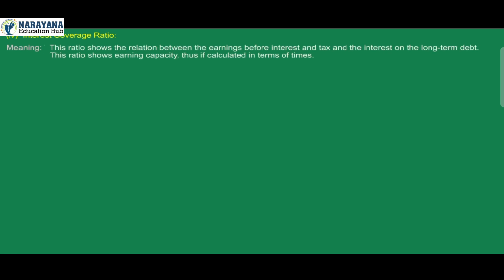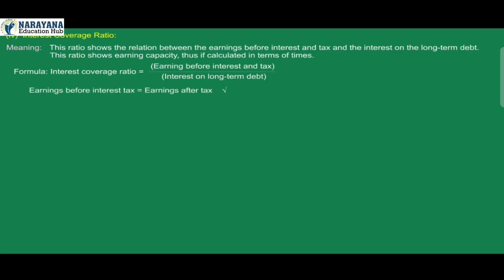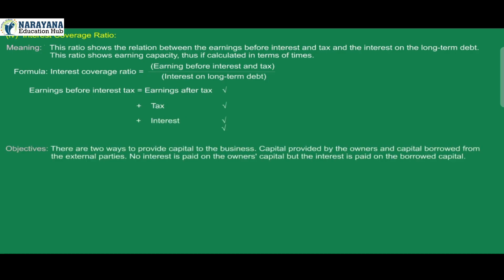4. Interest coverage ratio. Meaning: this ratio shows the relation between the earning before interest and tax and the interest on the long-term debt. This ratio shows earning capacity. Thus, if calculated in terms of times, formula: interest coverage ratio is equal to earning before interest and tax divided by interest on long-term debt. Earning before interest and tax is equal to earnings after tax plus interest.